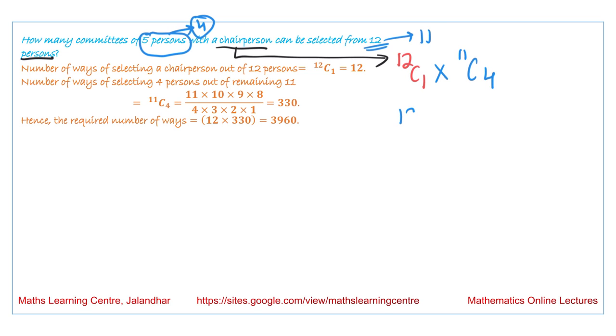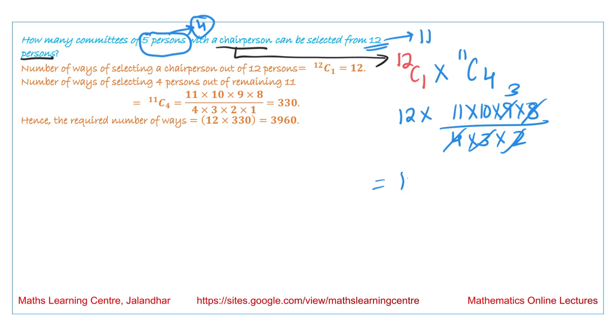So the answer we get is 12 into 11 into 10 into 9 into 8 divided by 4 into 3 into 2. These 2 get cancelled. 3 3s are 9. So the answer we obtain is equal to 12 into 330, that is equal to 3960 ways. So there are total 3960 ways.